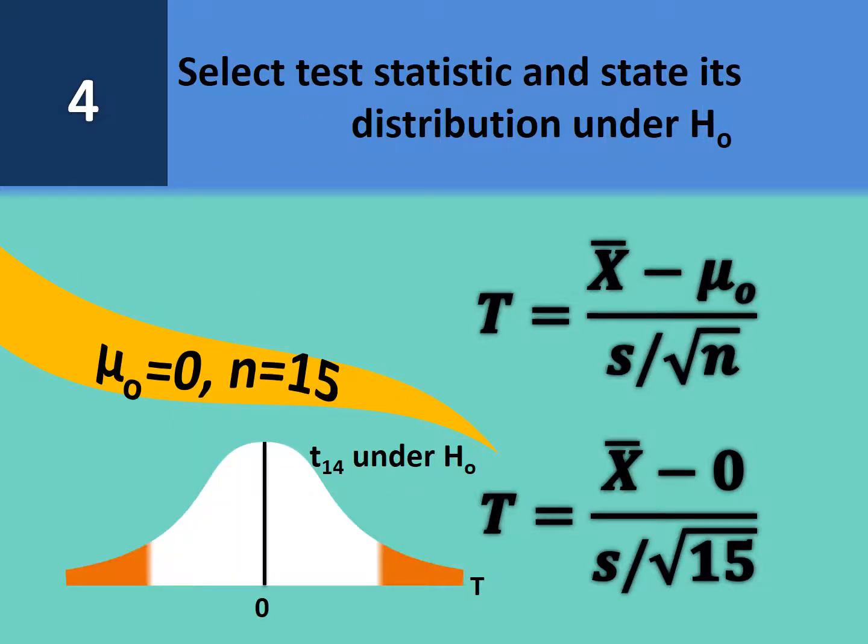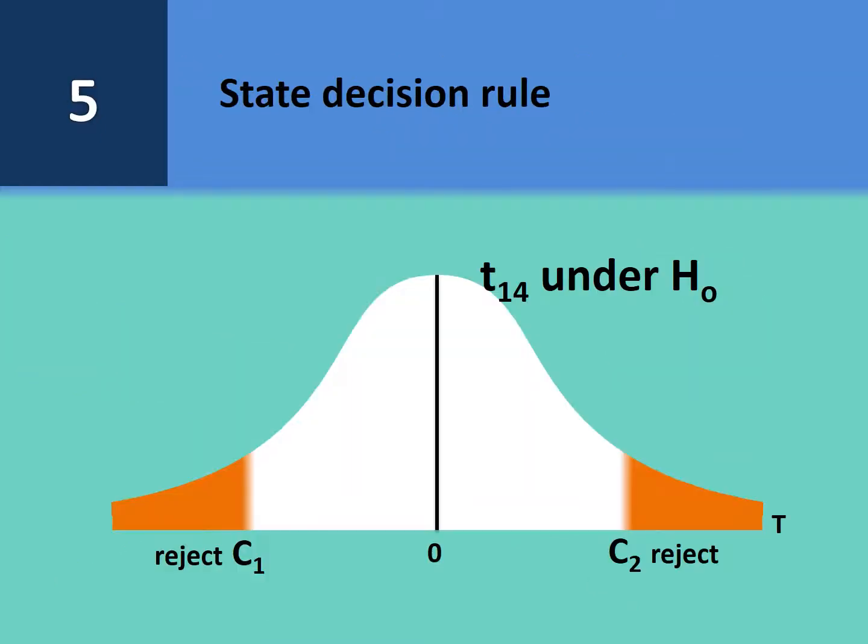Step 4 requires us to select our test statistic. Since, as with our previous example, we are testing a hypothesis about a single mean, our test statistic is of the form t equal to x bar minus mu sub 0 divided by s over the square root of n, where in this case our mu sub 0 is 0, the value of mu sub d under the null hypothesis, and our n is 15. Under the null hypothesis, this test statistic will have the t-distribution with n-1 or 14 degrees of freedom.